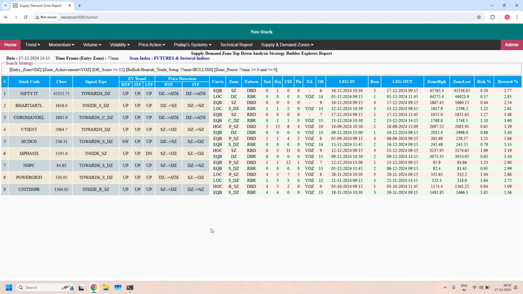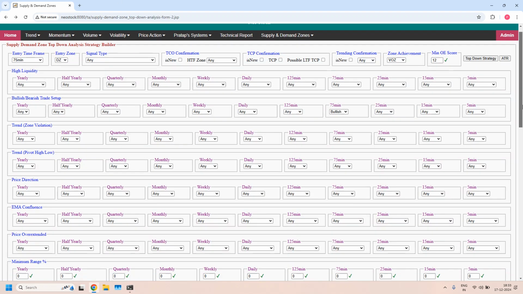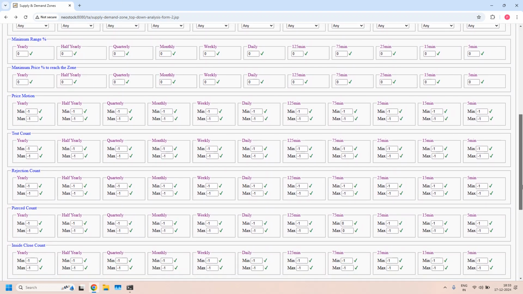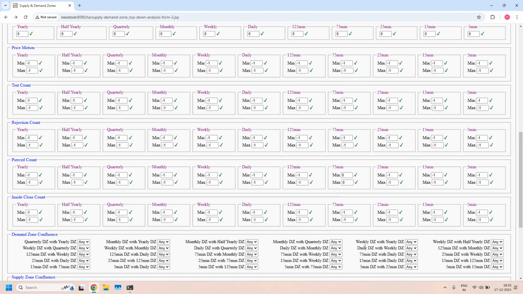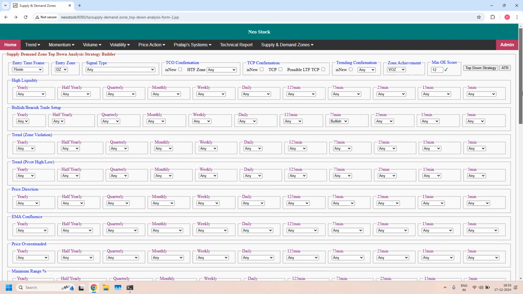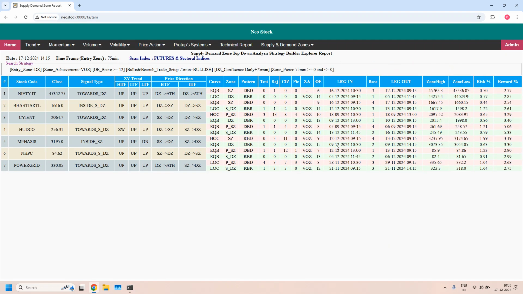Okay, out of these 9 75 minutes demand zones, there could be some high probability setup supported zones available. We need to filter them. First filter is based on LTF and ITF demand zone confluence. That is 75 minutes and daily demand zone confluence. I am enabling that filter. 75 with daily demand zone confluence. With this filter, out of 9, we got 7 stocks.